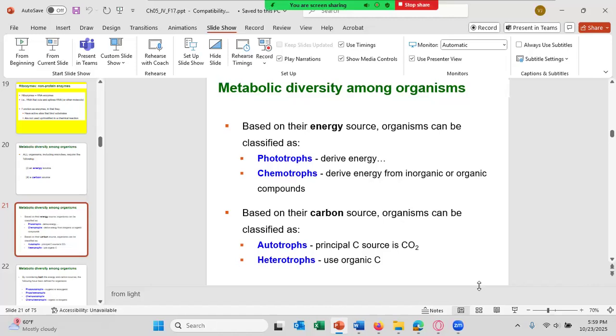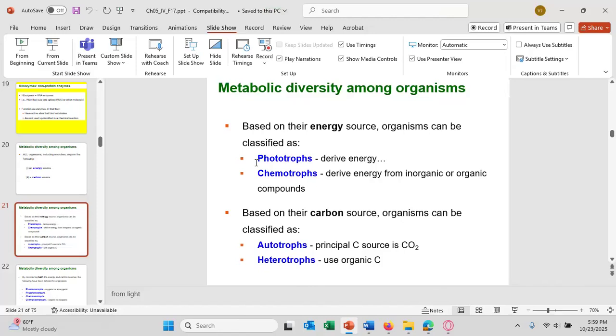Organisms are classified as a phototroph if they derive their energy from light. So a phototroph gets its energy from light. And you all know the green plants are phototrophs. But green bacteria, like cyanobacteria, is also a phototroph. So there are microbes, especially bacteria, which can be a phototroph. Doesn't have to be a plant, can be green bacteria, or a green algae, because if it's a single cell, we're talking about in microbiology.